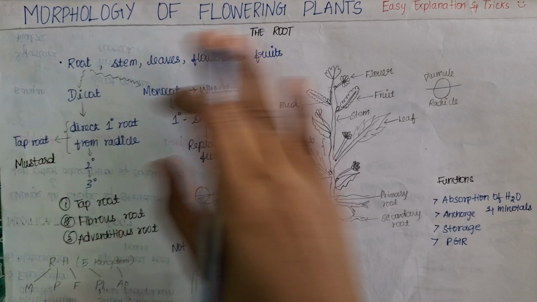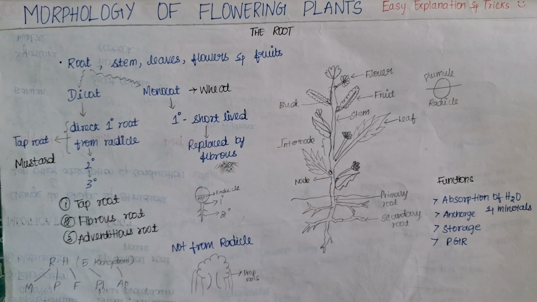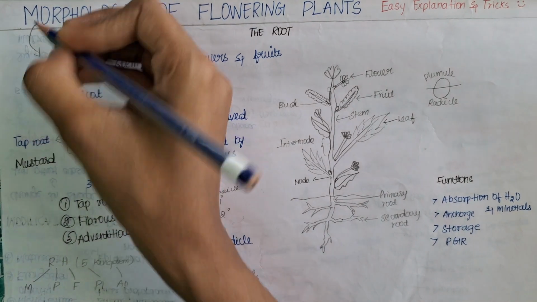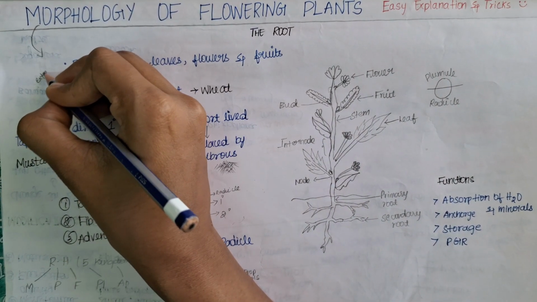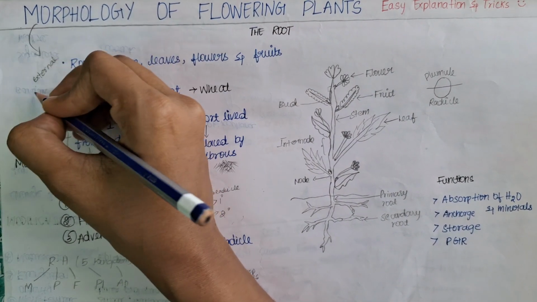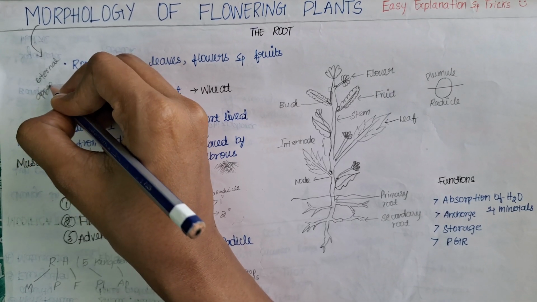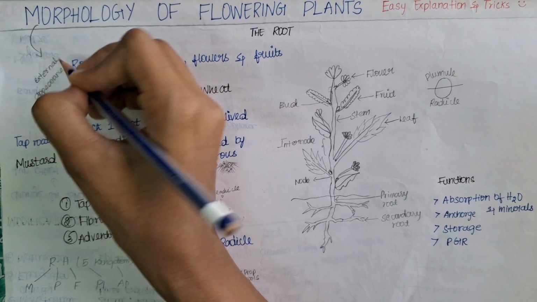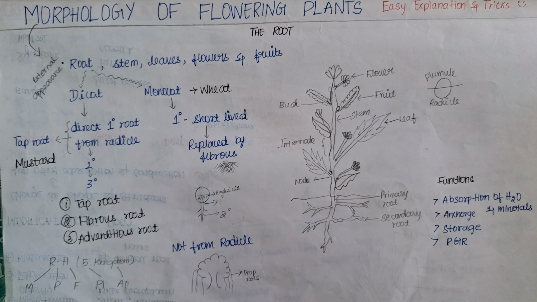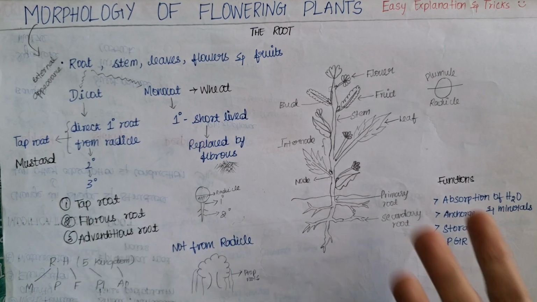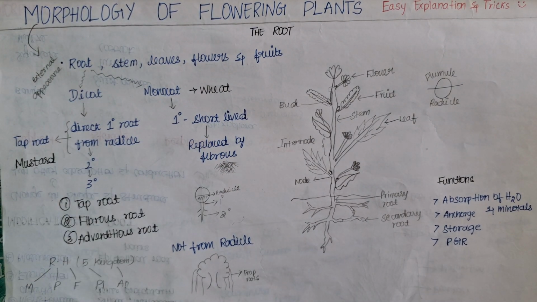So firstly, morphology of flowering plants. What is morphology? Can anyone tell me? Morphology is nothing but your external appearance, which we can see with our eyes. Let's say in case of our human body, we can see our hands, our legs, our head. So all those we will say as morphology.